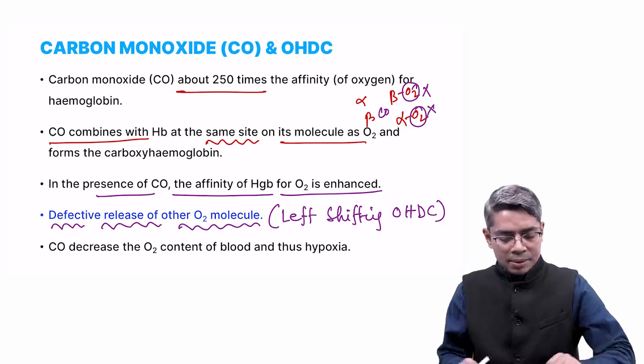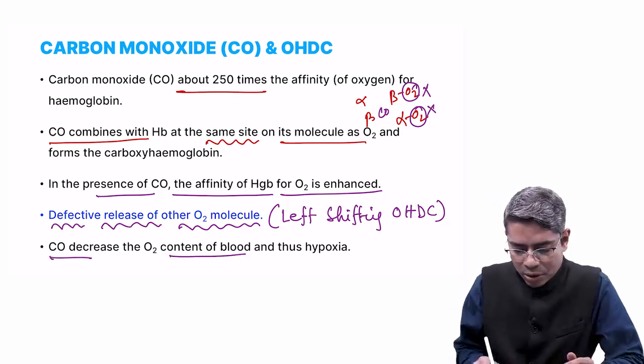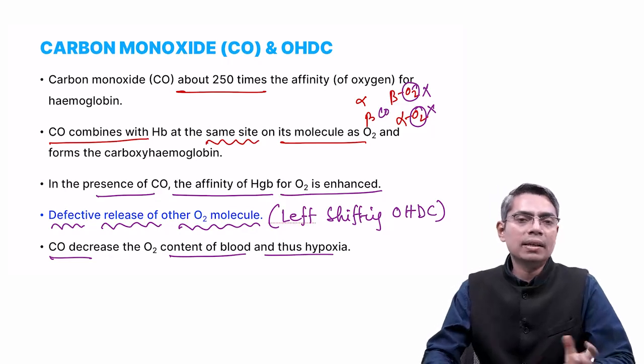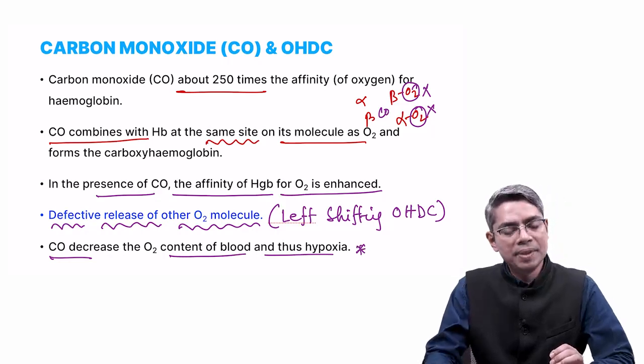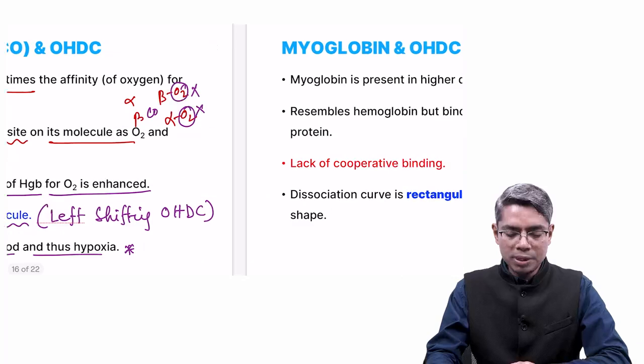Okay, and because of this, carbon monoxide decreases the oxygen content of the blood also, and that's why there will be hypoxia. It will be understood in the next chapter, hypoxia. Okay, so carbon monoxide and OHDC we understood.